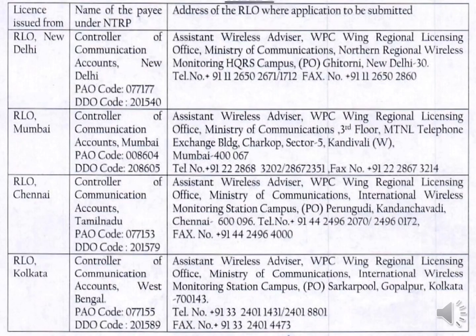Here I have given the address where the application physical document is to be sent, for example. If the exam is conducted in Mumbai, the physical document needs to be sent to the WPC office in Mumbai. For example, in Kolkata, we need to send the physical document to Kolkata.